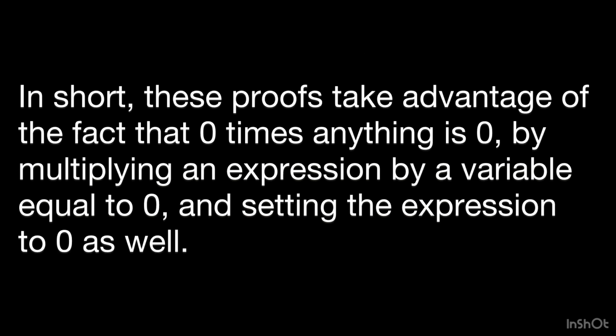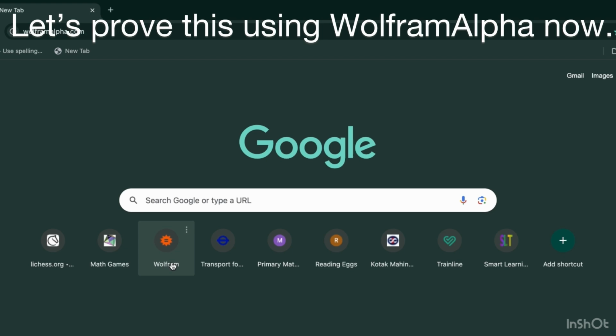So in short, these proofs take advantage of the fact that 0 times anything is 0 by multiplying an expression by a variable, which pretty much makes the expression not needed and mitigates it equal to 0, and setting that expression to 0 by making some steps, like making a quadratic equal to 0.